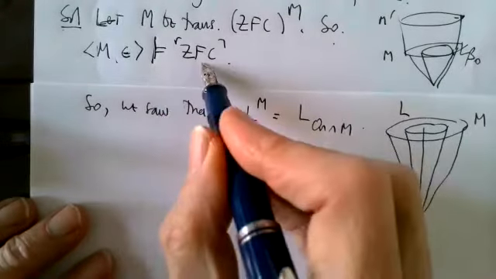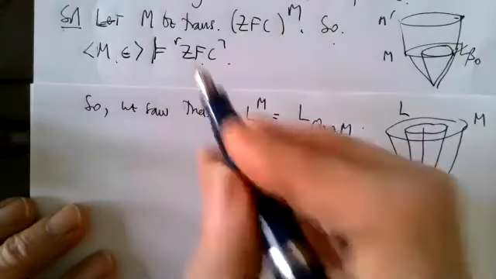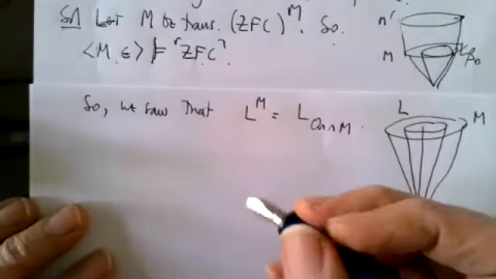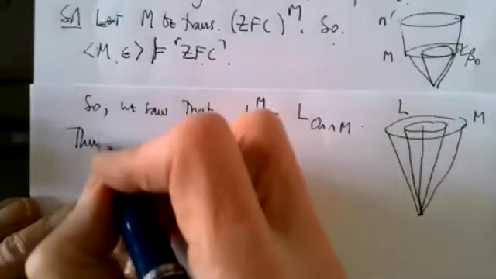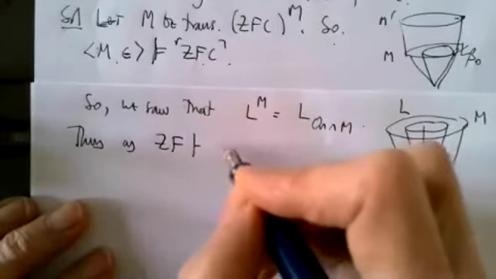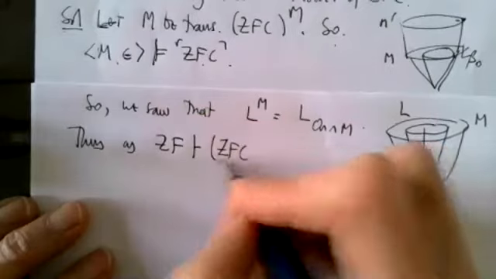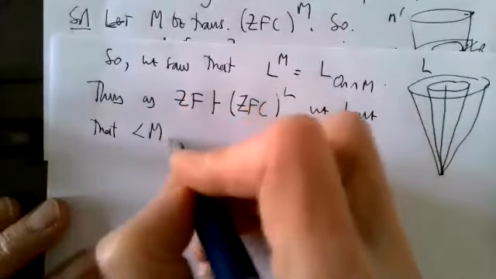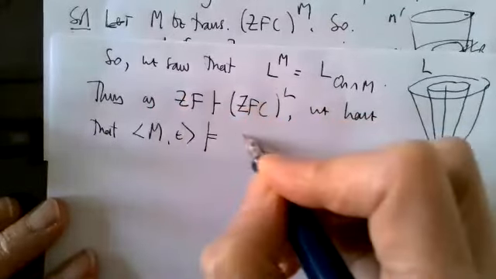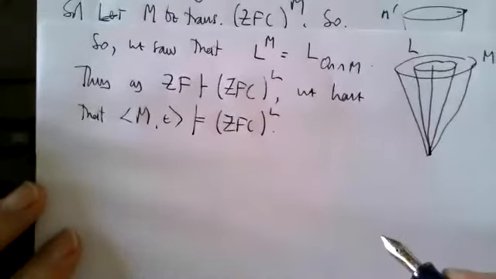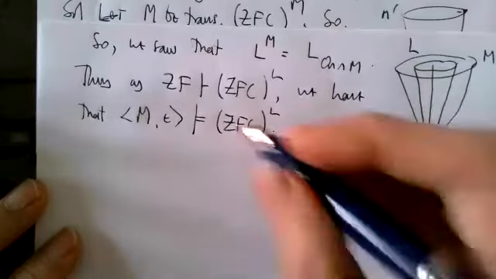But M is a model of ZFC, and we proved in ZFC that L is a model of ZFC. So we're going to have that, as we showed in ZF, that ZFC held in L. So we're going to have that M with epsilon also thinks ZFC holds in L. And, well, what is its L? It's the ordinal height of M.